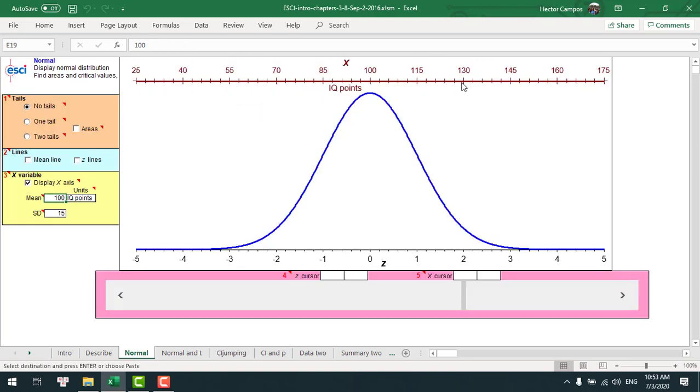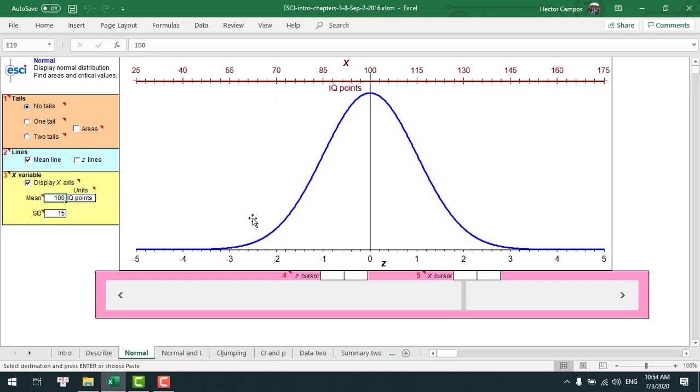So here we have the scale. So imagine that we are talking about IQ points, so intelligence quotient. And as you can see here, the mean for the IQ for the population is 100 points. And we have a standard deviation of 15 points. So this is why we have here 115, that would be 1 standard deviation, 130, that would be 2 standard deviations, 85 would be -1 standard deviation, and then 70 would be -2 standard deviations.